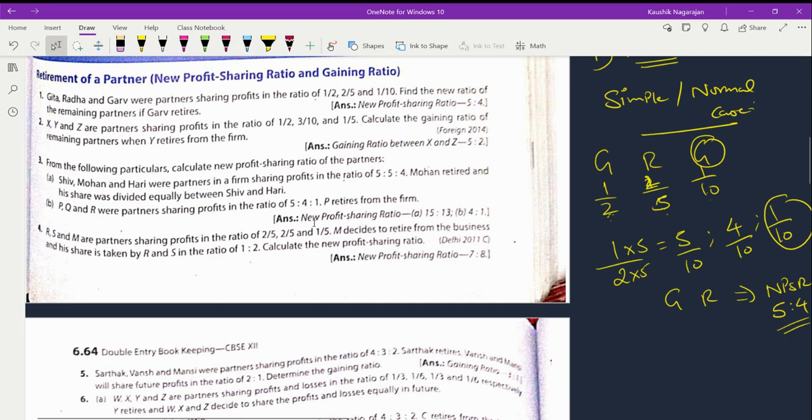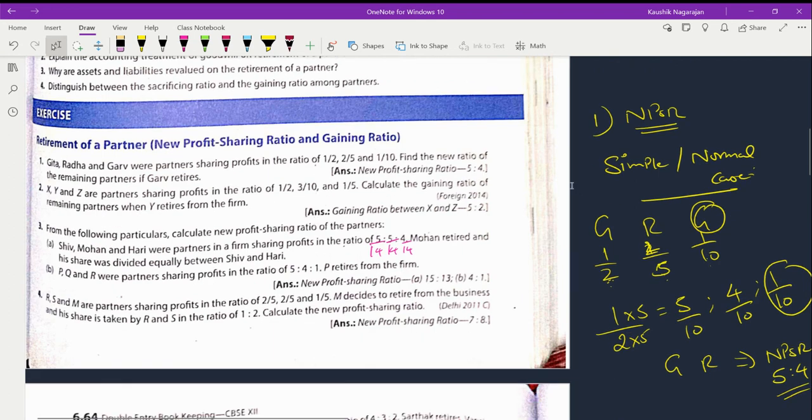Okay, so the first case: Shiv, Mohan, and Hari were partners in a firm sharing profits in the ratio of 5 is to 5 is to 4. So that means 5 by 14, 5 by 14, and 4 by 14. It was said in the question that Mohan retired and his share was divided equally between Shiv and Hari. Okay, so this is a second type of problem.